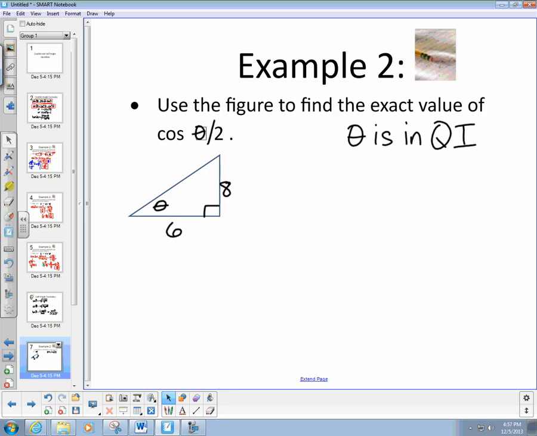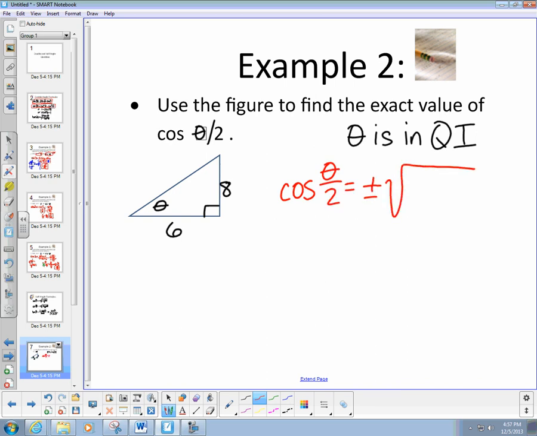Okay, so we are going to use the figure to find the exact value of cosine theta over 2. And our formula for cosine theta over 2 is plus or minus the square root of 1 plus cosine theta over 2. Now, the plus or minus is dependent on the quadrant that you're in. You're not going to get both answers each time. You're only going to get one of the answers. And since we are in quadrant 1, we need the positive, not the negative. So we are only going to use the positive answer on this.